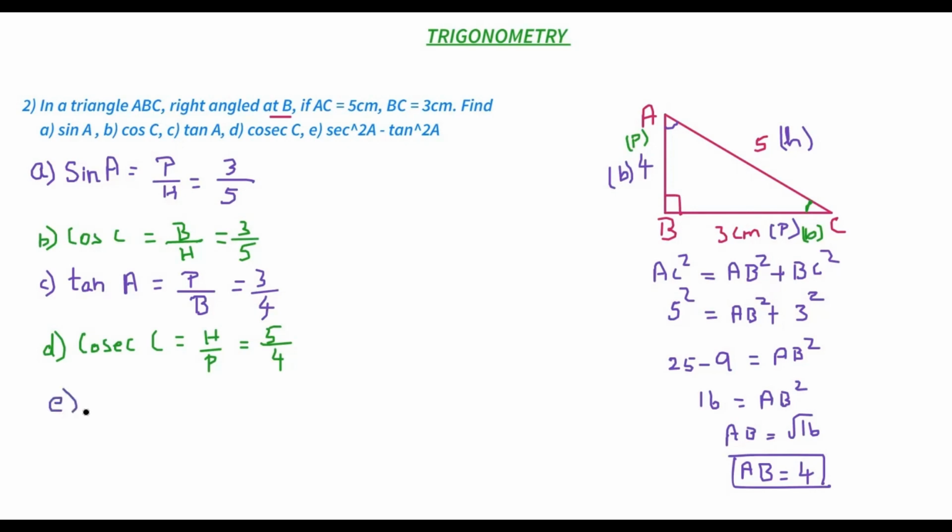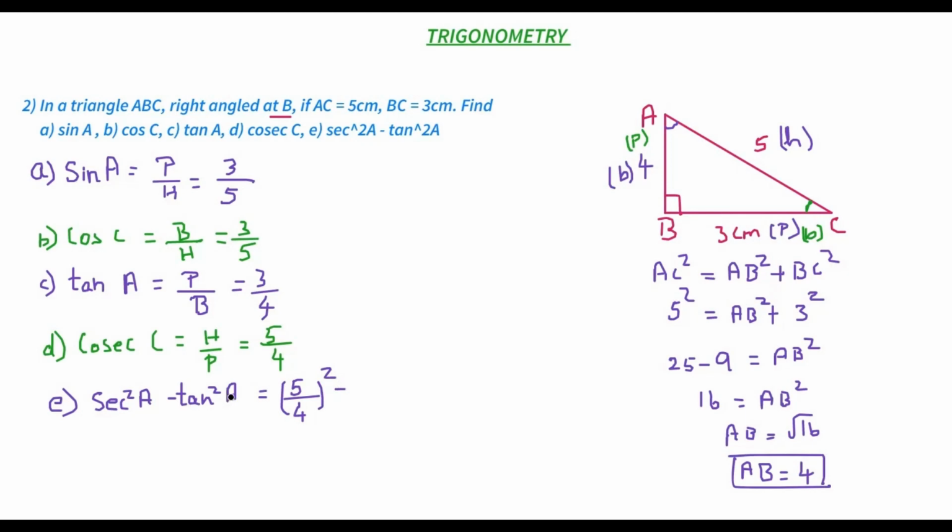So our question is secant square A minus tan square A. Now both are for A. What is secant square A, or sec square A? Yes, that is the reciprocal of cos, which is hypotenuse by base. So hypotenuse is 5, and our base here is 4. So it is 5 by 4, this whole square, because it is secant square, minus tan square.